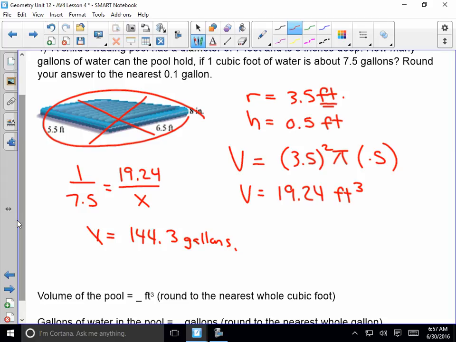Okay, so we've got that volume measurement. We take that volume and multiply it times the ratio value for converting cubic feet to gallons.